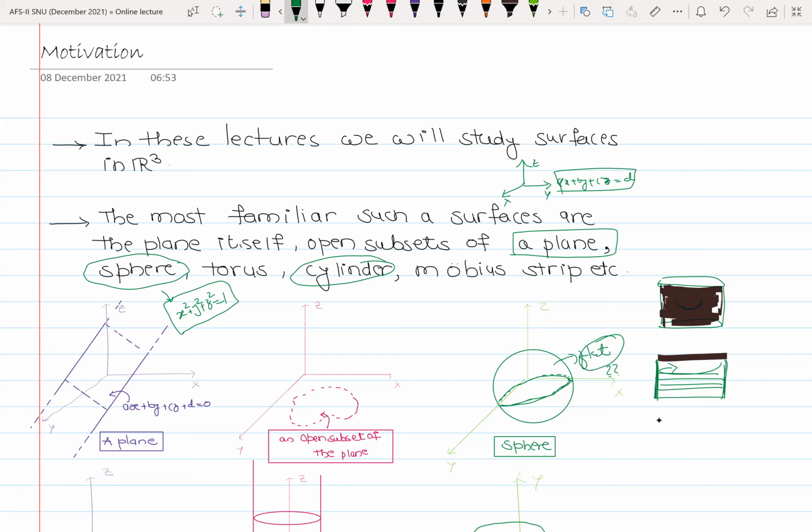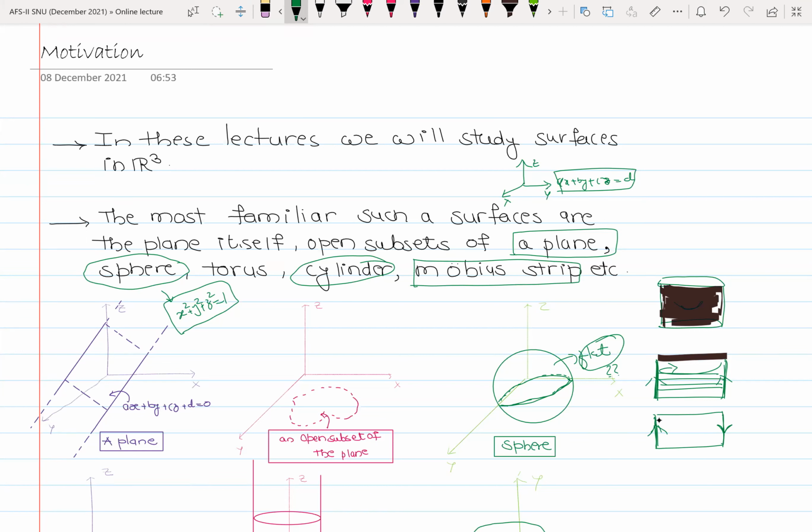Okay. If I want to make a cylinder, what I'm doing is pasting this wall to wall. But if I take a sheet of paper, and instead of pasting this line the same way, I paste it in the opposite way, then what I get is a Mobius strip, right? All of you must be familiar with these surfaces, and these are the examples of surfaces which we are going to study.